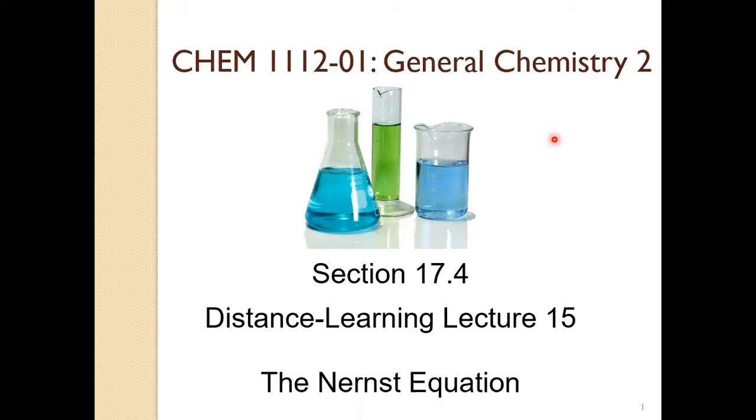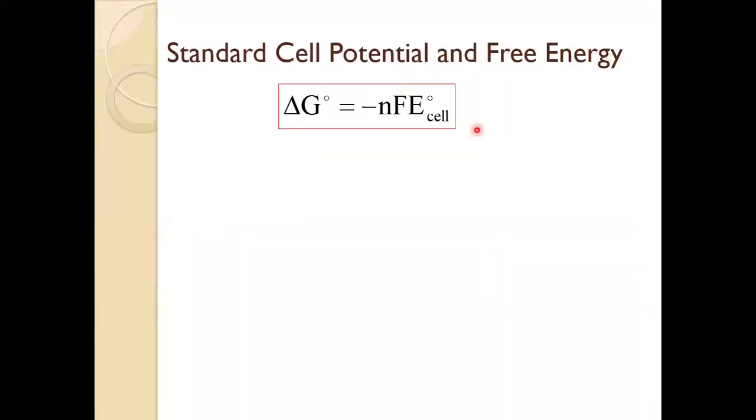In this lesson, we are still in chapter 17, and we're going to talk about several different topics, including the very important Nernst equation. As we saw in the previous chapter, delta G, the change in Gibbs free energy, is a very important property of a process because, among other things, it allows us to predict whether that process will be spontaneous or non-spontaneous.